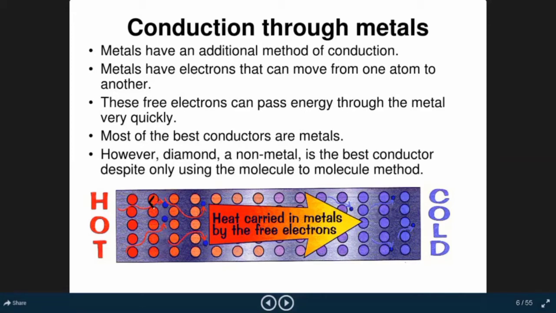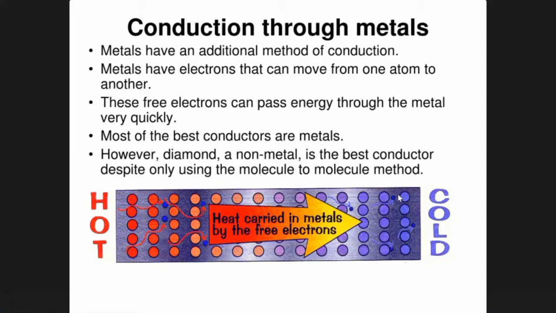So the hot atoms are vibrating and slowly passing on energy to the colder atoms, but free electrons are quickly moving in between these atoms, disturbing the arrangement and passing on the energy towards the colder regions. That's why metals are the best conductors. Despite that, diamond is a non-metal, but still it is the best conductor you can have. Now, why is that? Because it has such a closely knit structure, and even though it uses the vibration method in which the molecules vibrate, it still has the best conductivity.